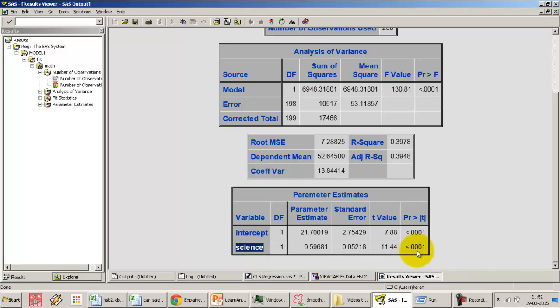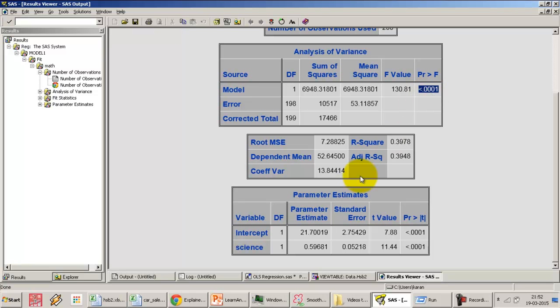In case this p-value is greater than alpha, what it essentially means is the parameter estimate that we are getting is insignificant, therefore it should not be in my model. And if that's the only variable, and this p-value is coming out insignificant, then no linear relationship exists, and even the model p-value will come out to be insignificant in that case. So this is what a PROC REG output looks like.